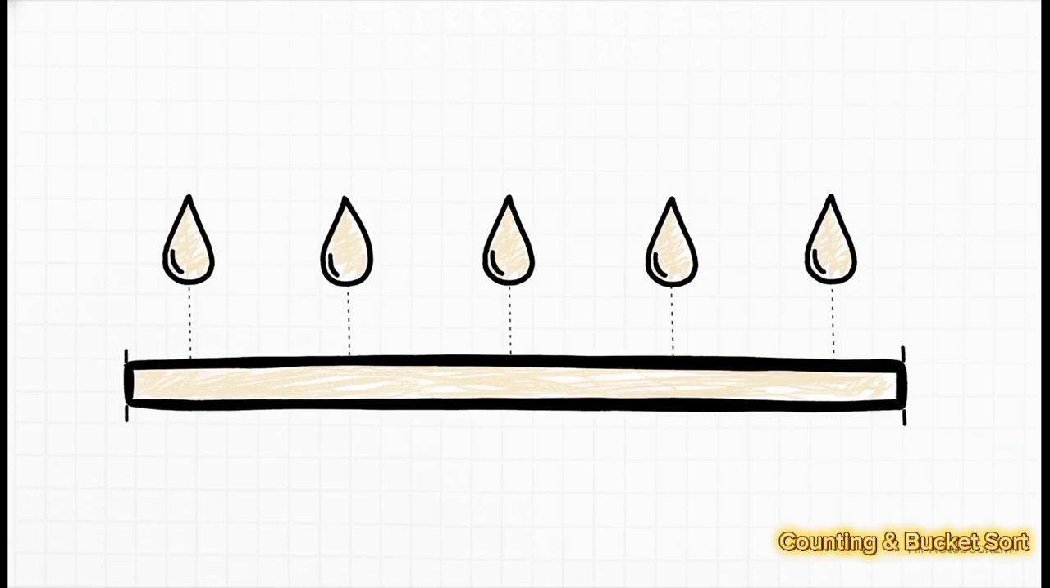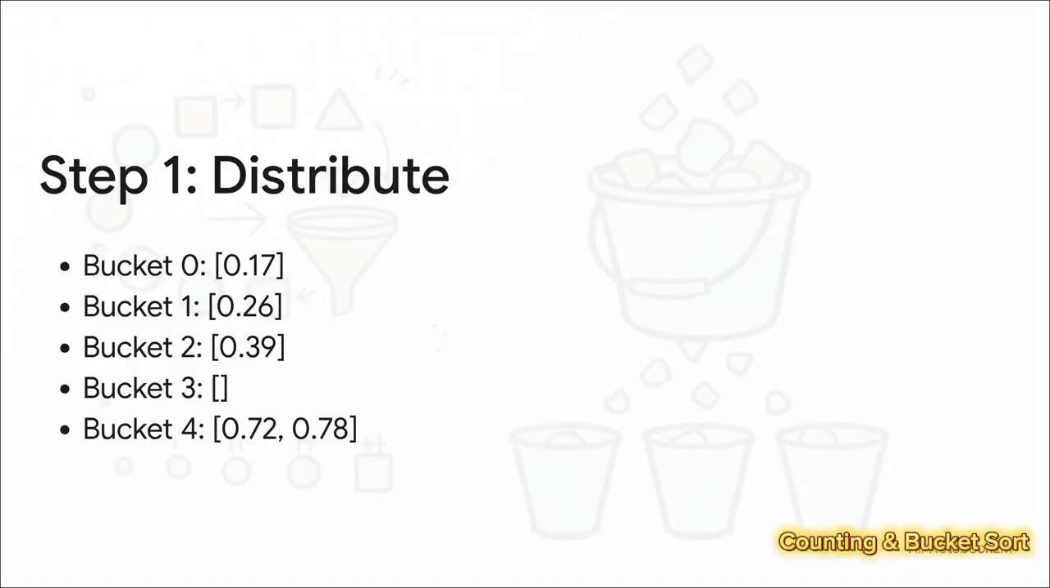Now, bucket sort truly shines when dealing with data that's spread out fairly evenly, what we call uniformly distributed. It's especially good for decimals between 0 and 1, so let's try it out with this array here. First up, we create our buckets. Let's use 5 of them.